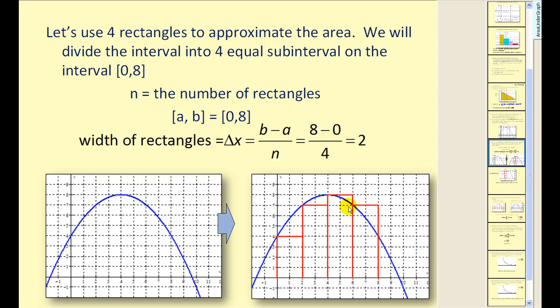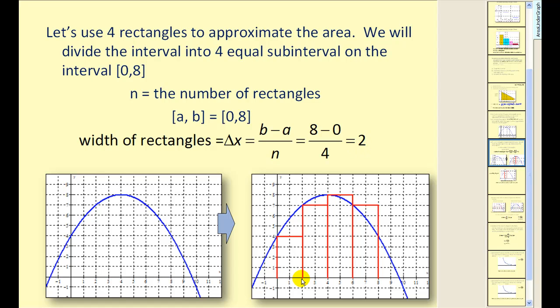The more rectangles we used, the more accurate our estimate would be. So here's the idea. If we let n equal the number of rectangles that we're going to use, where a would equal 0 and b would equal 8, based upon the interval we're considering, the width of each rectangle would be delta x, which would be equal to (b minus a) divided by n. So in this case, each rectangle would have a width of 2 units.